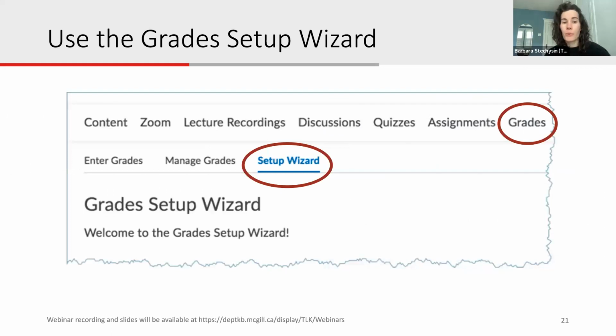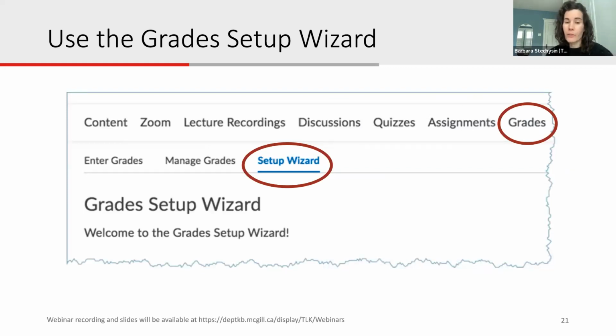Once you've thought through these questions, you can begin setting up your gradebook in myCourses. Once you go to the gradebook for the first time, you'll see the grades setup wizard. Basically, the grade setup wizard is a guide that guides you through a series of 7 steps, including some of the questions that we just looked over.